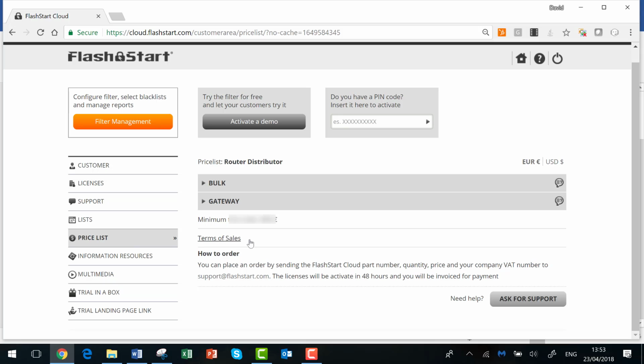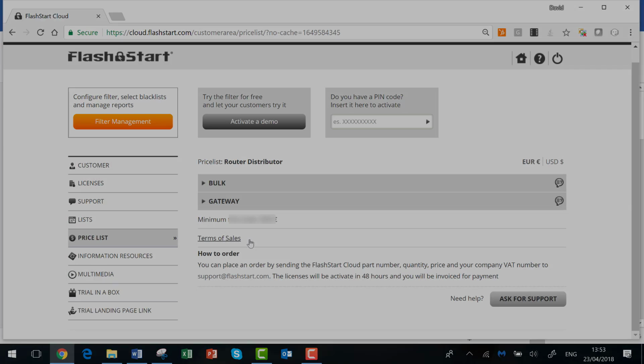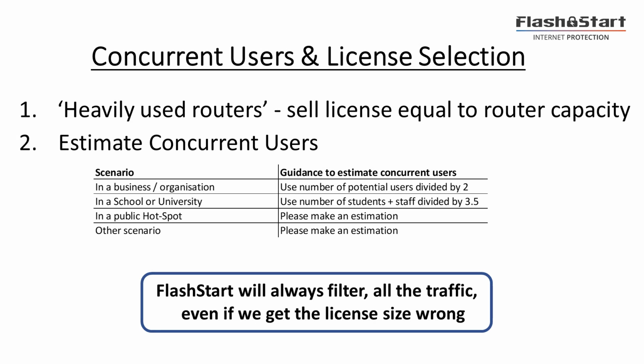So lastly, let's turn our attention to concurrent users and how to make the appropriate license selection. As a distributor, your reseller should be asking you for the licenses they want to buy. But from time to time, you're going to need to educate your resellers or answer questions. So there's two basic points to keep in mind. Firstly, if the routers or access devices are being very heavily used, then go ahead and recommend a license equal to the capacity of that router. So if the router has a capacity of 1,000 users, sell a 1,000 user license.